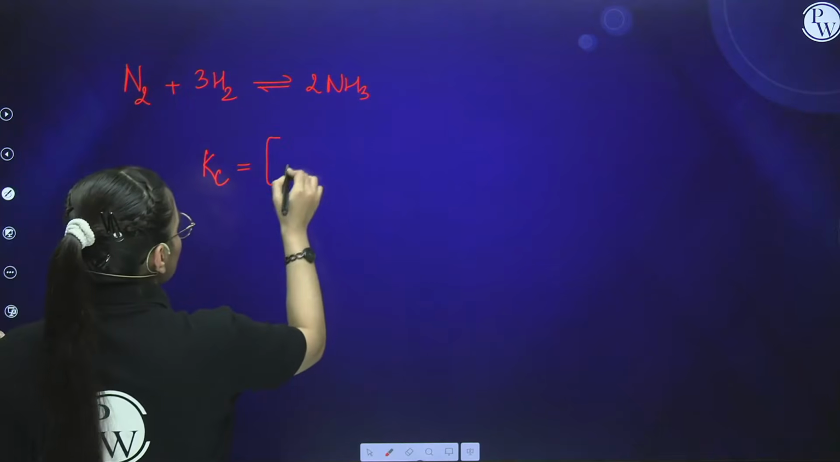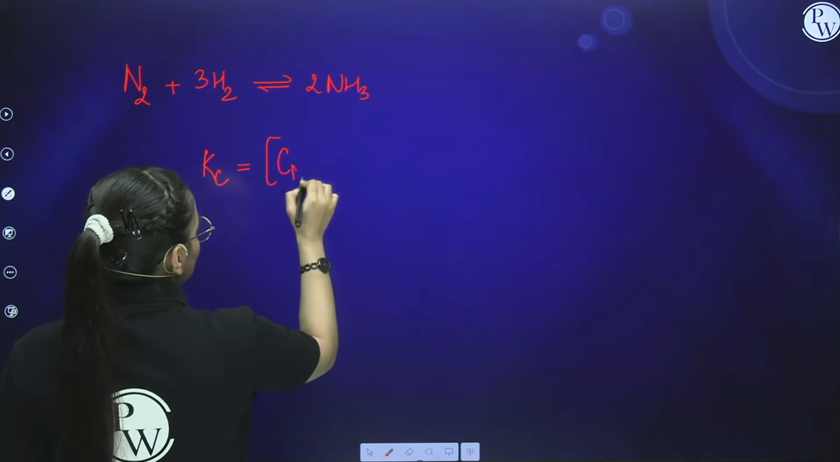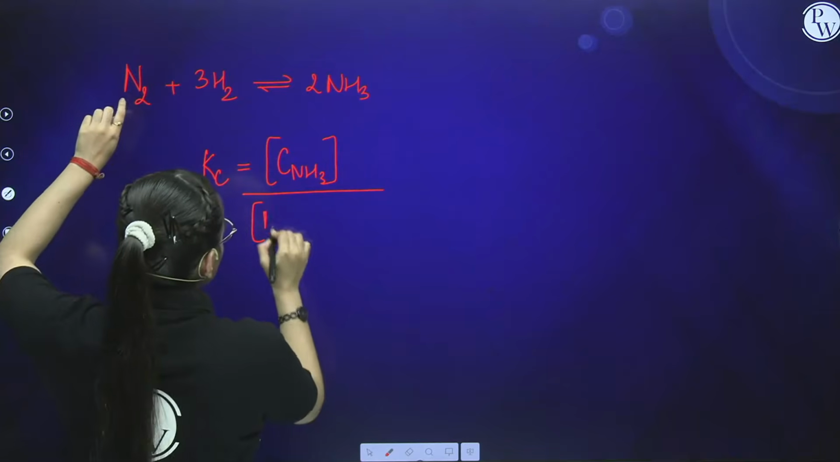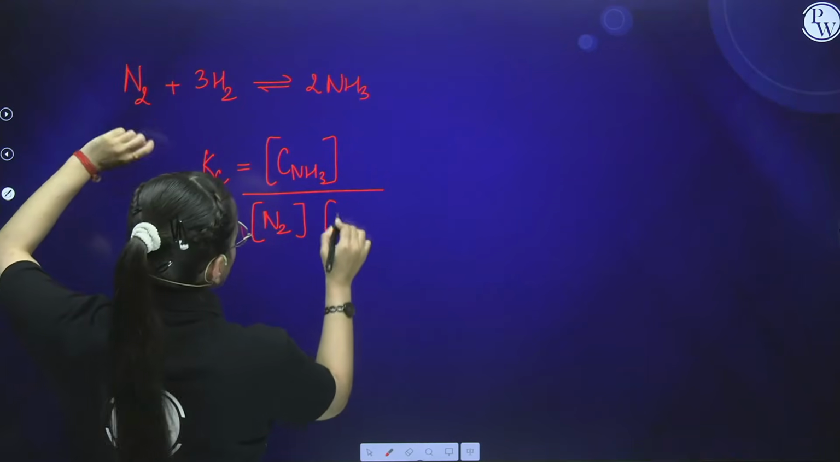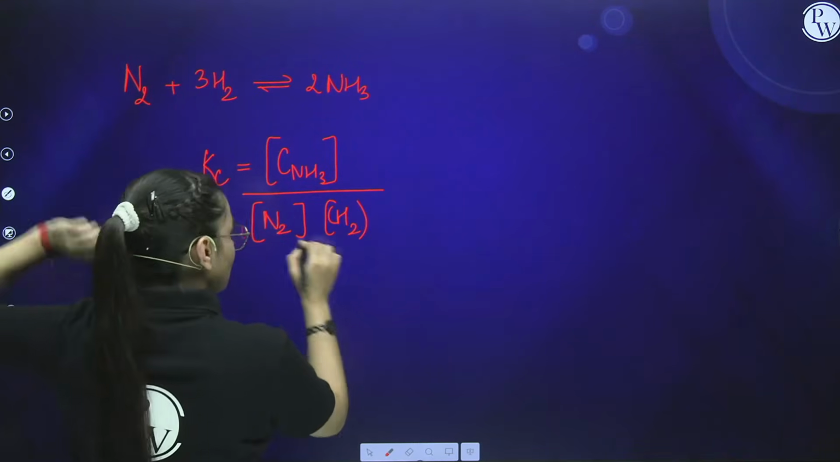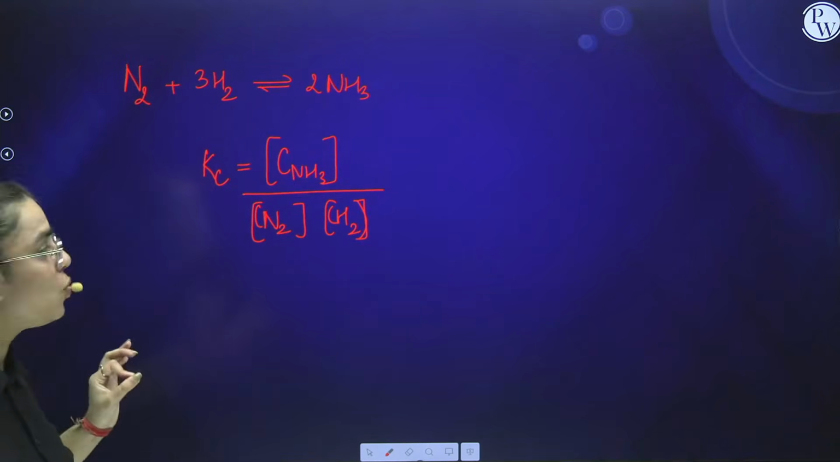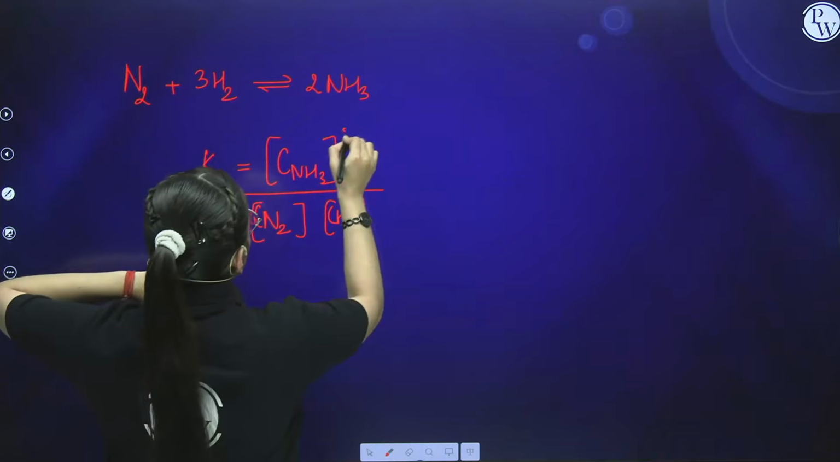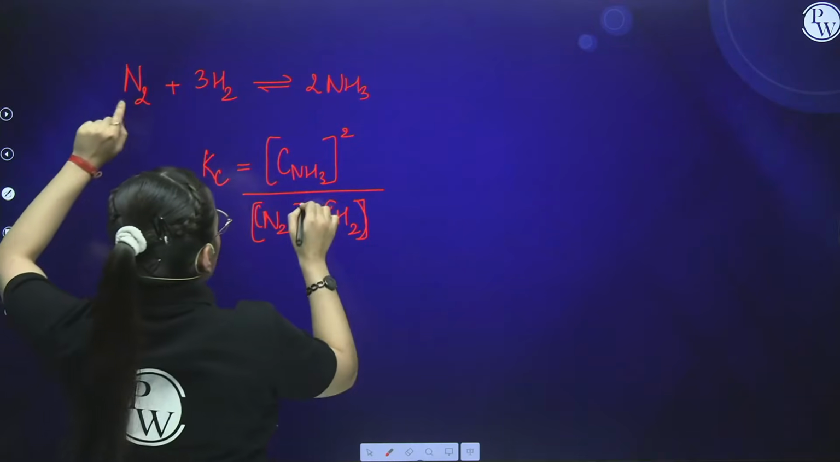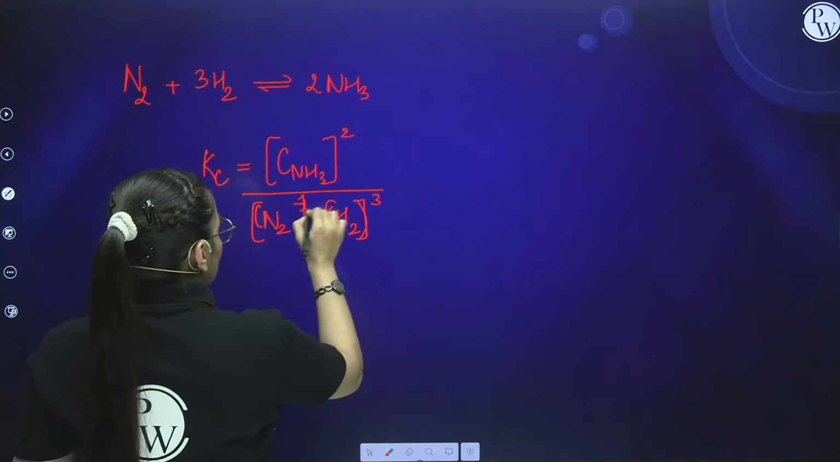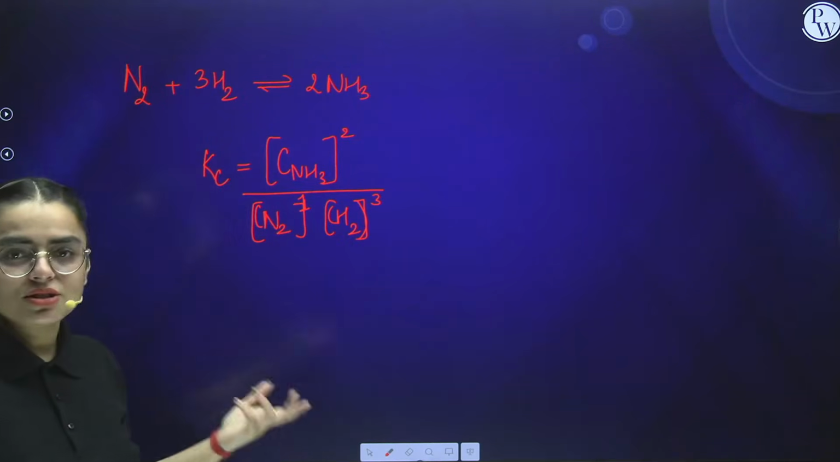We are going to write the concentration for NH3, because it is on the product side, divided by the concentration of N2 and the concentration of H2. Is it complete? No, because here numbers are present. So the power will be 2 over here. N2 has a power of 1 because 1 is present. H2 has 3, so the power will be 3. This is the expression. Now what is the unit over here?